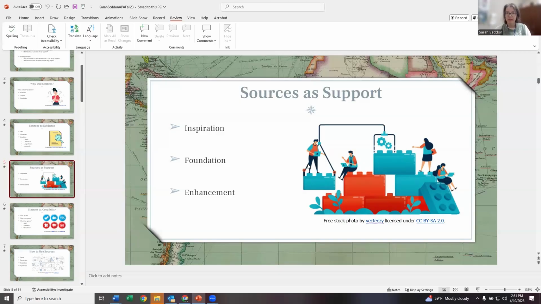Another way it might support your ideas goes beyond simply inspiring you. It could actually be foundational to your ideas. In other words, your own ideas wouldn't be able to stand on their own without the source. Something in the source is necessary in order for your own ideas to make sense, and to be convincing and to be respected as valid.